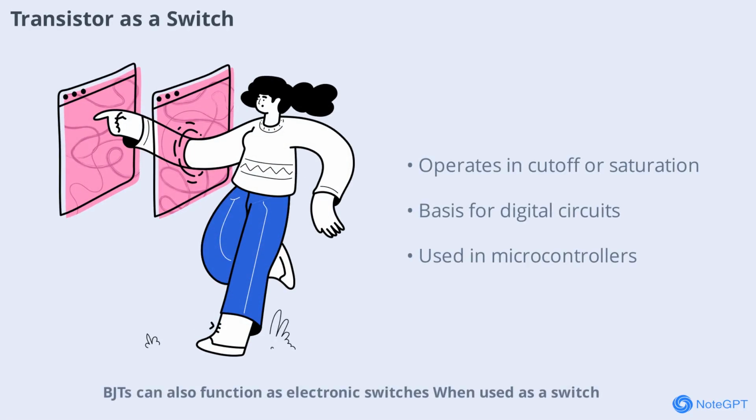BJTs can also function as electronic switches. When used as a switch, the transistor operates in either cutoff (off) or saturation (on) mode. In cutoff, no current flows, and in saturation, the transistor conducts fully. This switching action is the basis for digital logic circuits and microcontroller outputs.